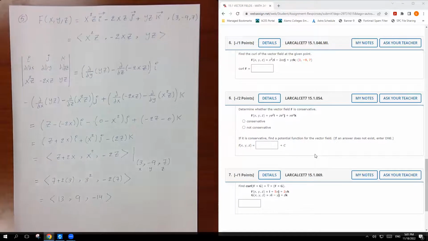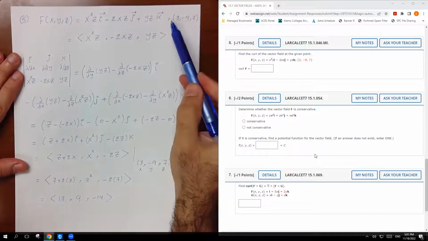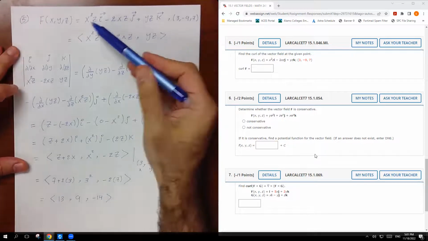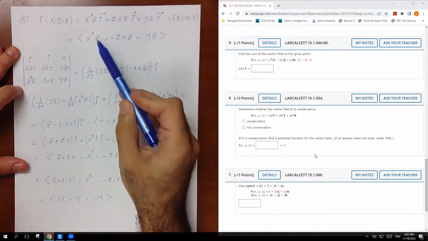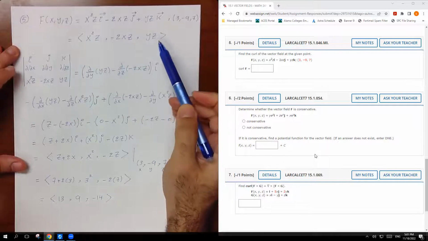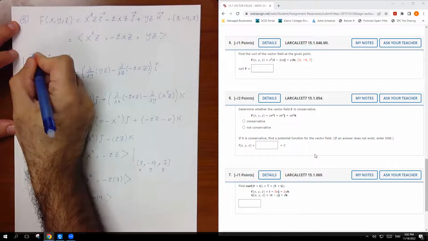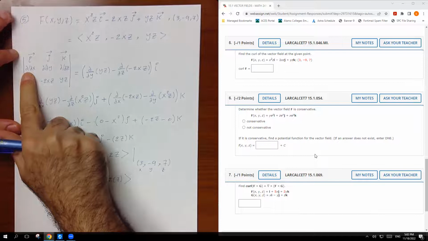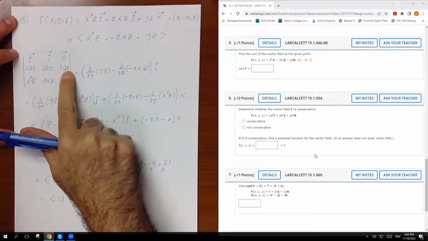For number 5, here's our function. We need to find the curl and evaluate at this point. So the first thing, I'm going to convert our function to the component form, which is x squared z, minus 2xz, and yz. Then the second part, to find the curl, I'm going to do the cross product, the partial derivative with respect to the x, the partial derivative with respect to the y, the partial derivative with respect to the z.